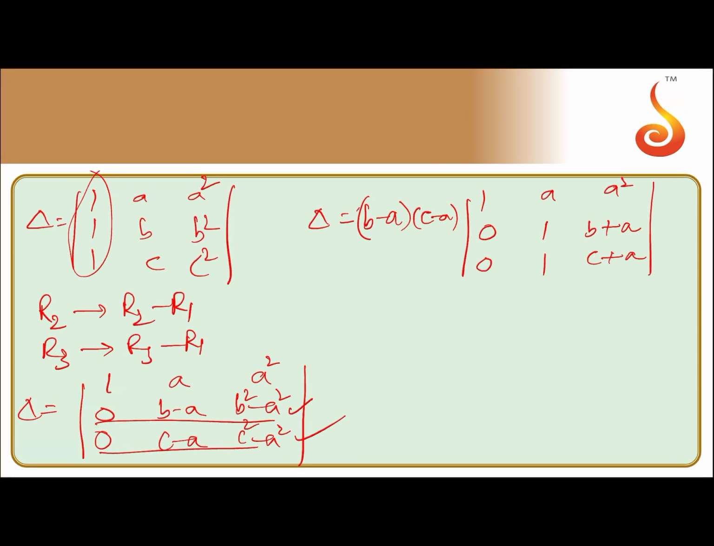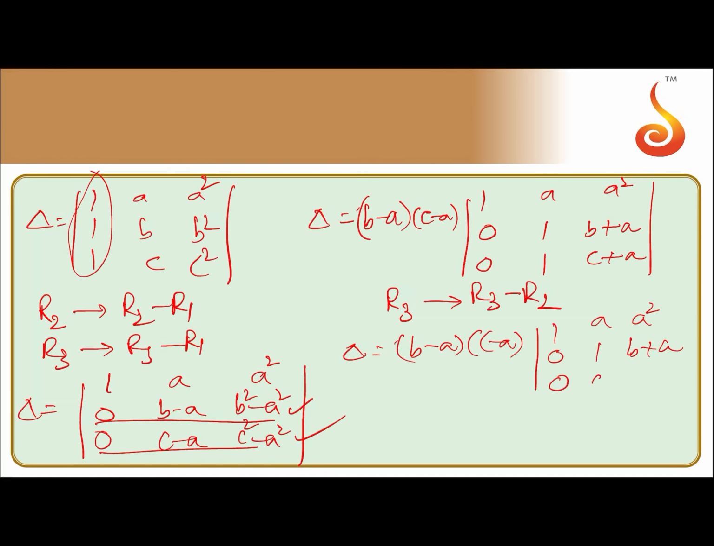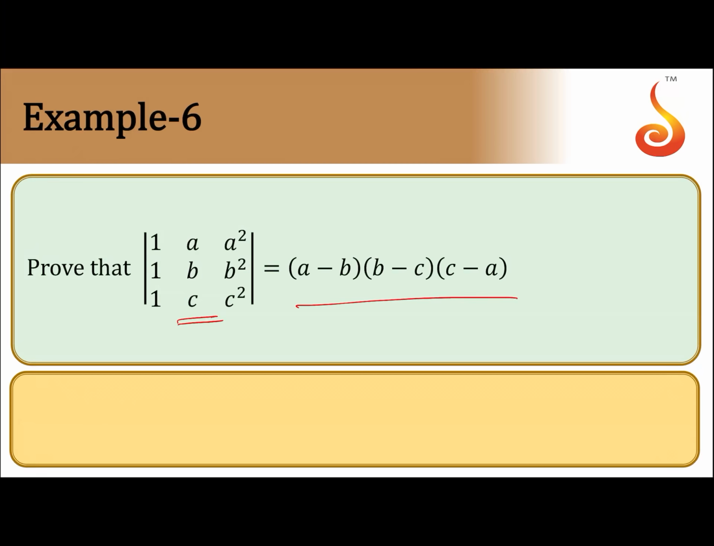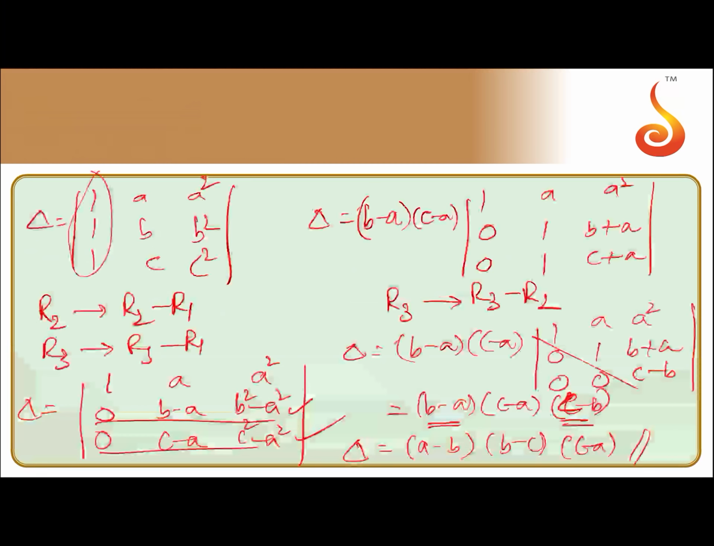And the first row 1, A, A square. I hope you can expand along the first column, or else you can change R3 to R3 minus R2. Thereby, I'll be getting B minus A, C minus A multiplied by the determinant 1, A, A square; 0, 1, B plus A; and 0, 0, C minus B, as A gets cancelled. In this determinant, the lower diagonal elements are zeros, so it is just the product of the diagonal elements: B minus A into C minus A into C minus B. You can take one minus common here, minus one common here. Delta is equal to A minus B, B minus C, C minus A, which gives us the required answer here. I hope it is a simple problem.